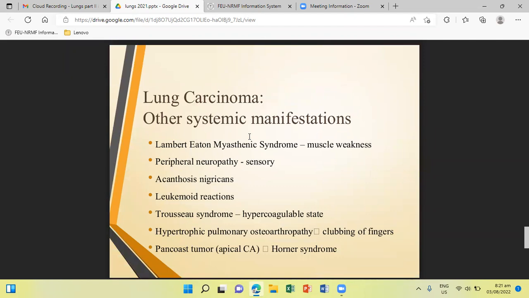So Lambert-Eaton is a muscle weakness. It is caused by autoantibodies directed to the neuronal calcium channel. You may have clubbing of fingers. This is what you call hypertrophic pulmonary osteoarthropathy. The apical lung cancer in the pulmonary sulcus tends to invade neural structures and around the trachea. So Horner syndrome may be seen. What are the components again of Horner? Enophthalmos, ptosis, miosis, and anhidrosis are common things that you can see.